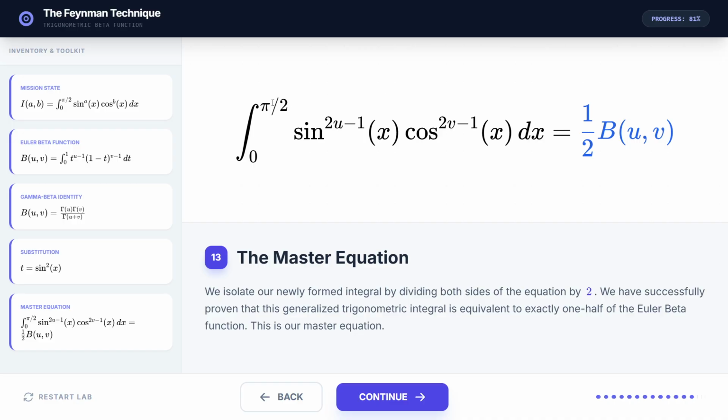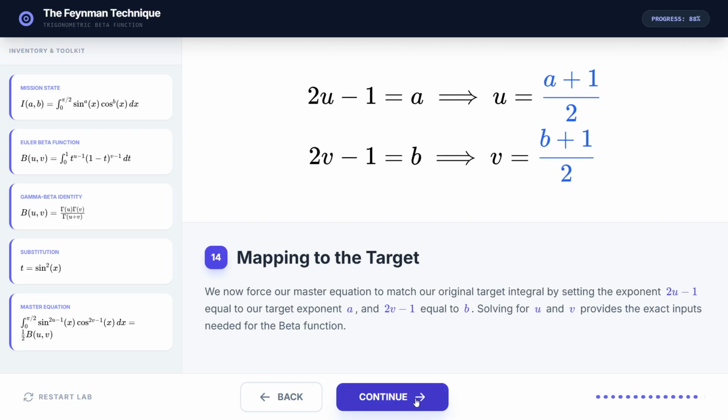So now we have beta of u and v is equal to this. Well, that means that this integral, which is starting to look more and more like what we need, is equal to this. So now we have an integral in terms of sine and cosine expressed as half the beta function of u and v.